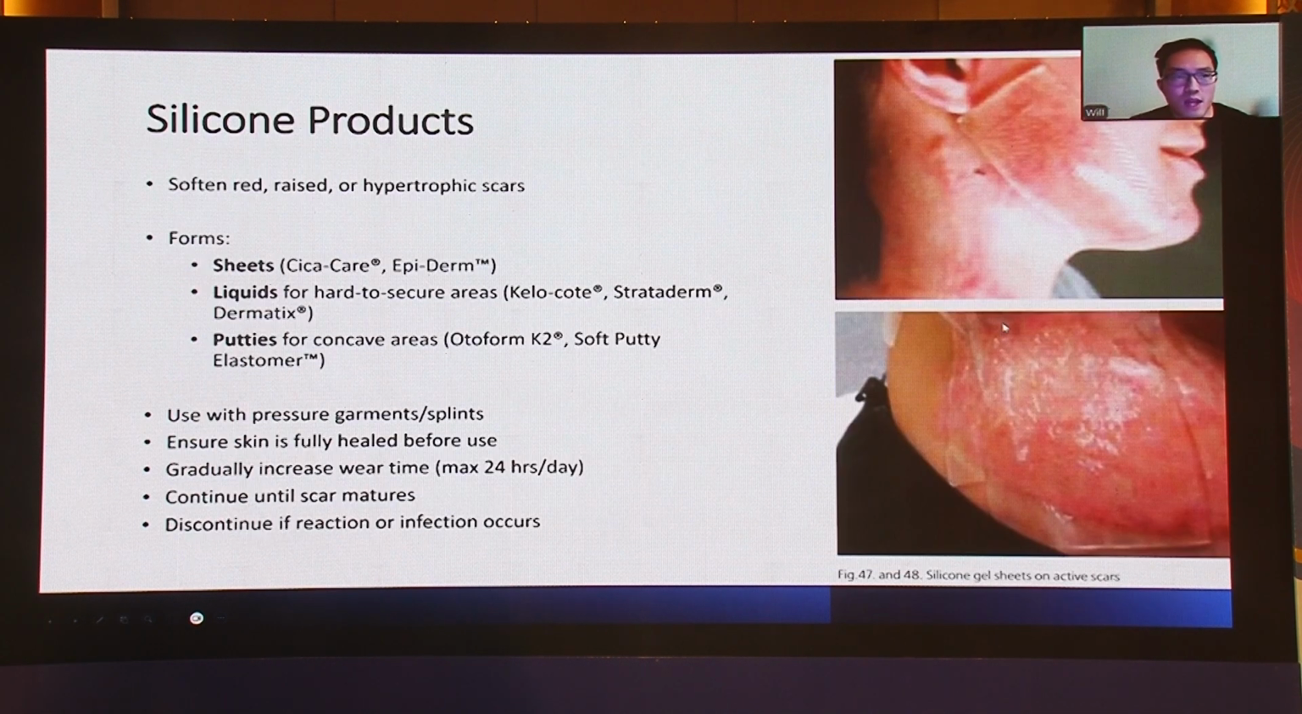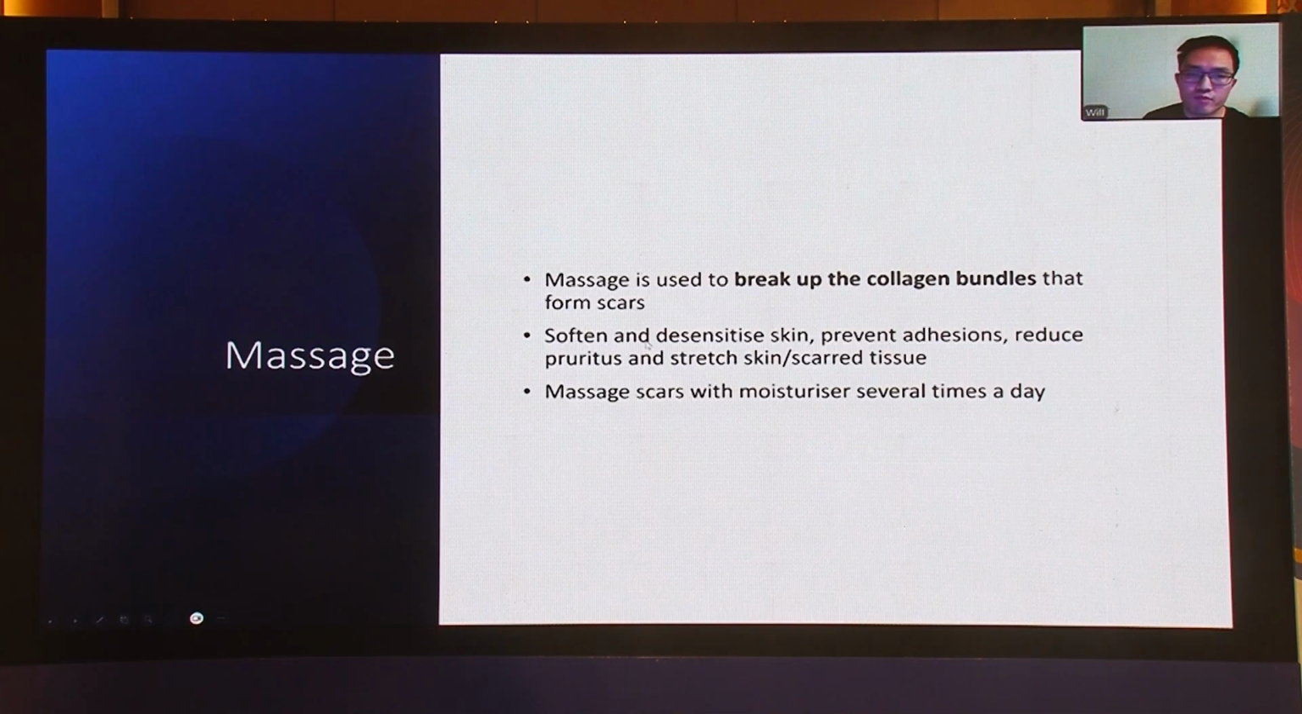Silicone products can be used to soften red, raised, or hypertrophic scars. You can use sheets, liquids, or putties, and gradually increase the wear time as tolerated, but continue to use them until the scar matures. Massage is hypothesized to break up the collagen bundles that form scars. It can help soften and desensitize skin, prevent adhesions, reduce pruritus, and also help with stretching. At a later stage, when you provide massage, recommend moisturizing as well.